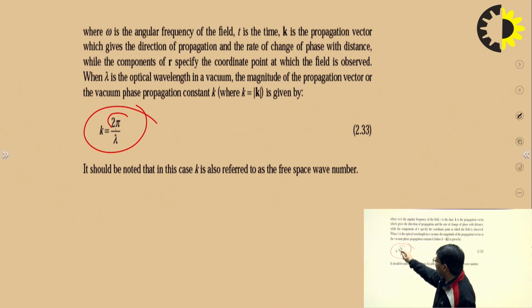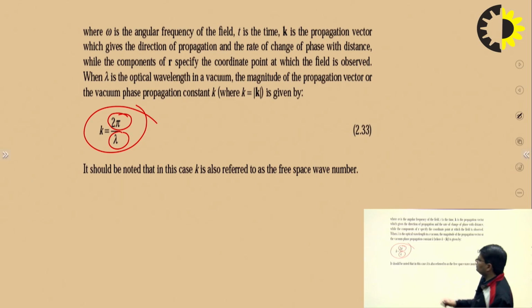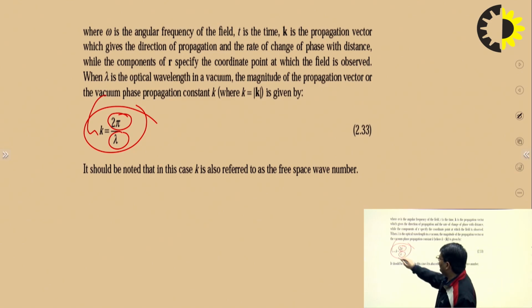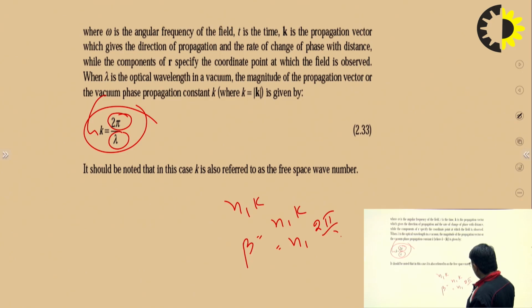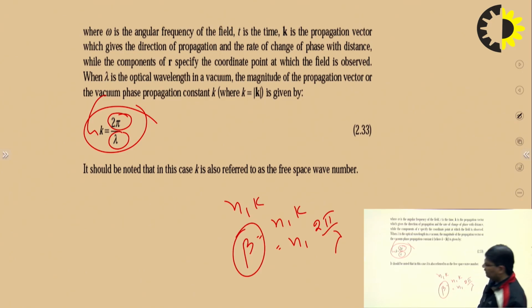Whenever there is a phase shift of 2 pi, the distance covered will be lambda. This is for the vacuum, and in case of any medium, let's say in the core, it will become n1k. So beta will be n1 into k equal to n1 into 2 pi by lambda, where this beta is phase factor.